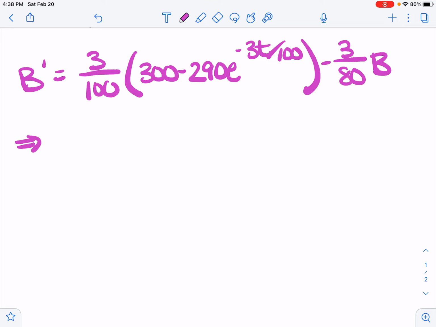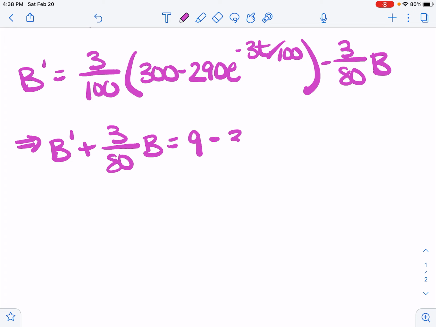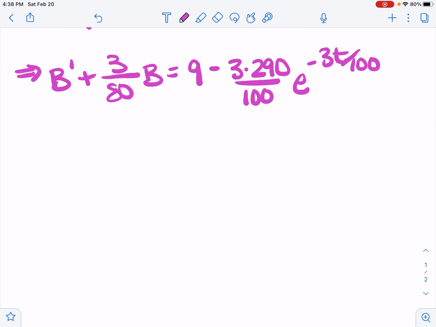So we're going to write that as b prime plus 3 over 80 times b equals, look at this right-hand side, 9, that's 3 times 3, 100 divided by 100, minus 3 times 290 divided by 100, e to the minus 3t over 100. Whatever that combination of stuff comes out to be there, we'll leave it like that for now.